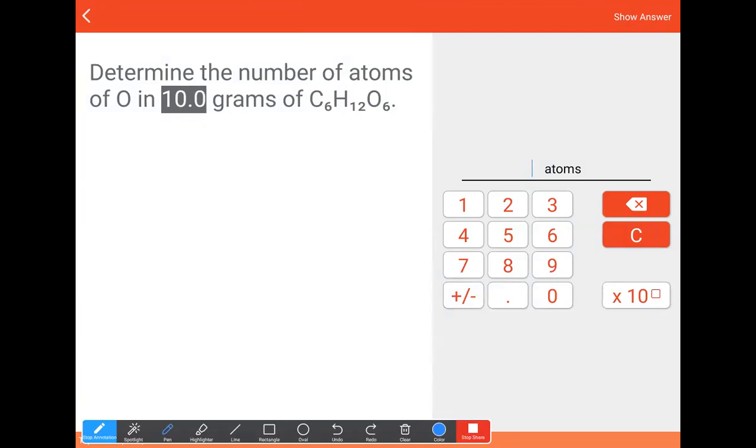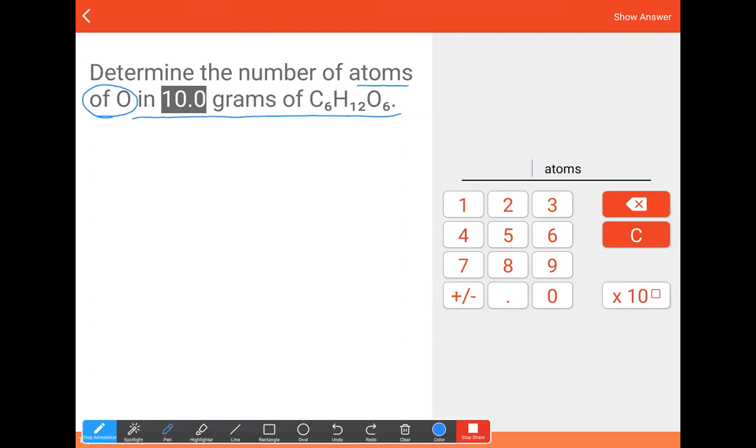All right, this is a good question. We're going from grams of a molecule, like a sugar molecule, to atoms of just oxygen. So not only are we going to have to convert from grams to moles, so we live in moles, right? Chemistry is done in moles. It tells us how many molecules are going on.